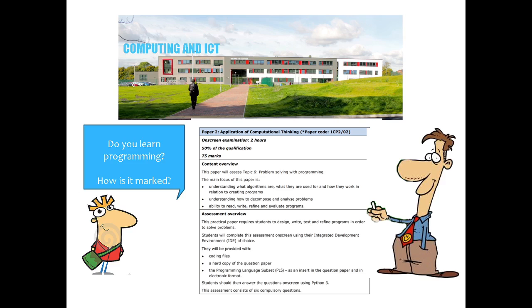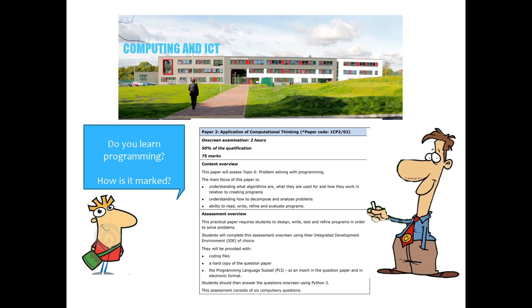You learn programming and are assessed on programming on paper 2. Paper 2 is 50% of the qualification. It's an online exam. In that online exam, you will be asked to debug algorithms, you'll be asked to make trace tables, you will be asked to refine and evaluate existing programs. You will also be provided with 6 files that have been corrupted, that are computer coded, and you will need to fix them in Python 3.